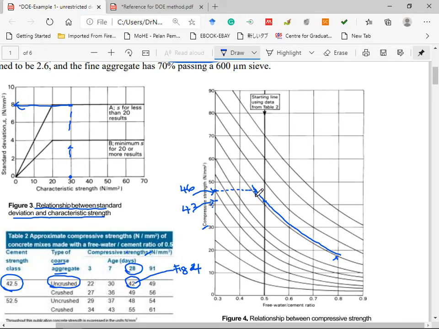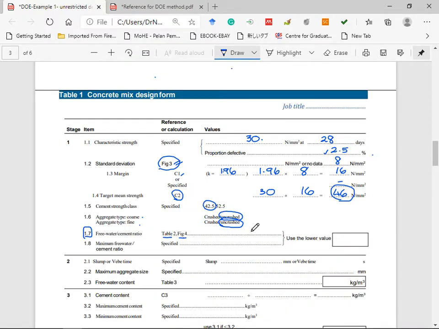Then draw the straight line down. Bring this point here. So the free water cement ratio for 30 megapascal at 28 days, the characteristic strength, and also for the target mean strength 46, is around 0.47.